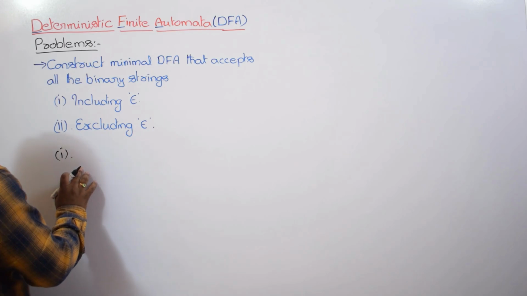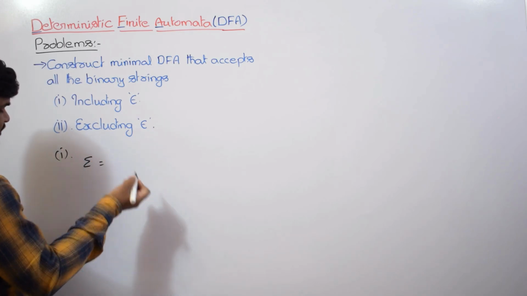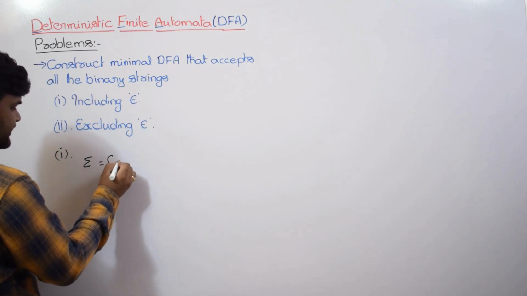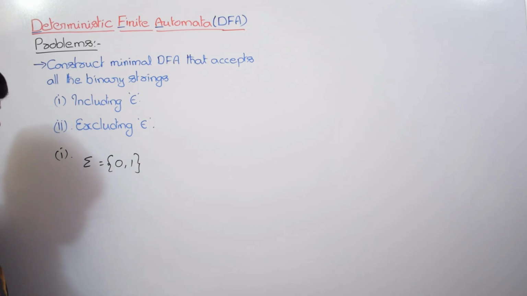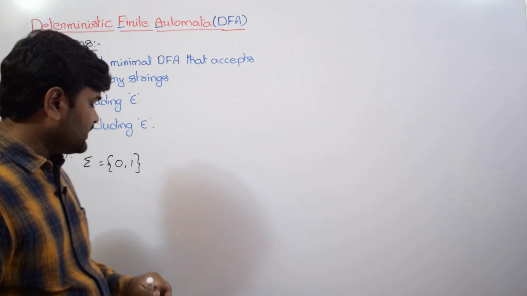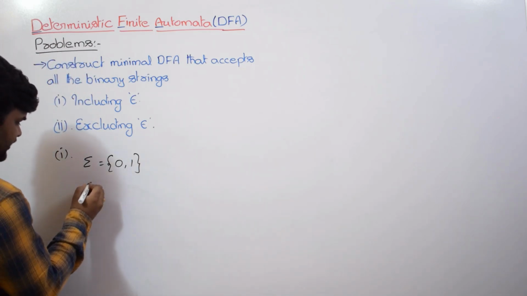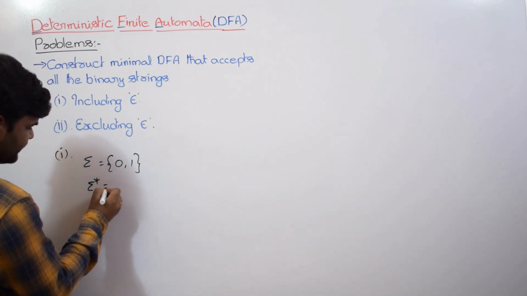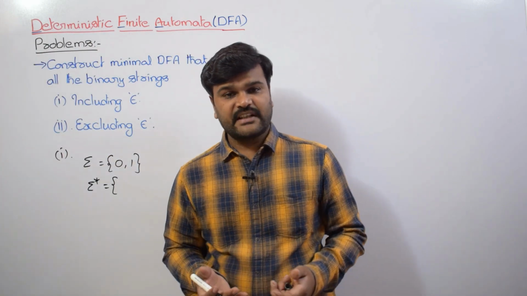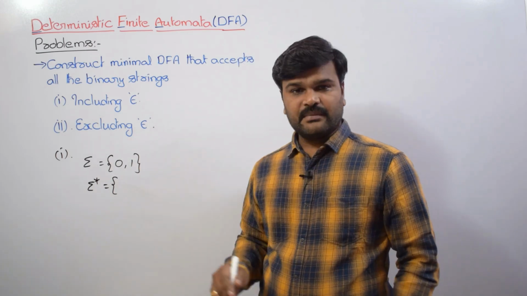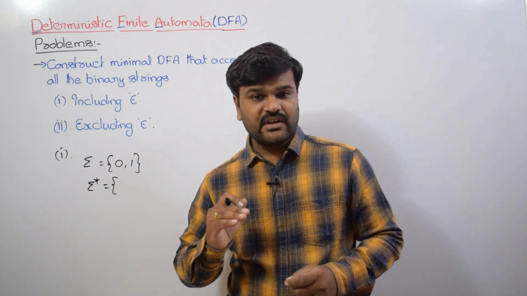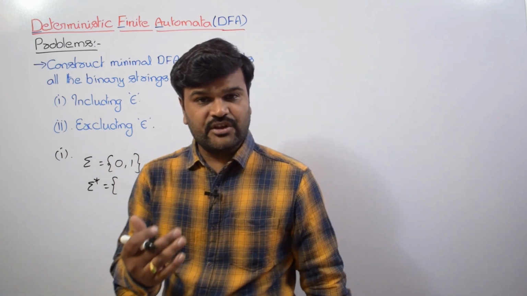First of all, what are the input symbols? Sigma equals 0 or 1, since the strings are binary. This is the set of input symbols. Now from this sigma we can write sigma closure. As we discussed earlier, sigma closure means that from the input symbols we consider every possible length of words, from 0 length onwards.